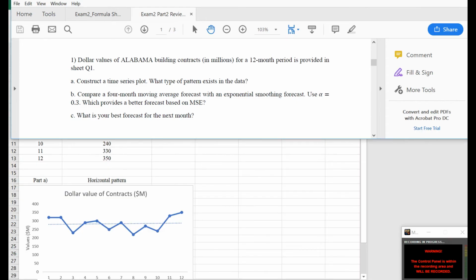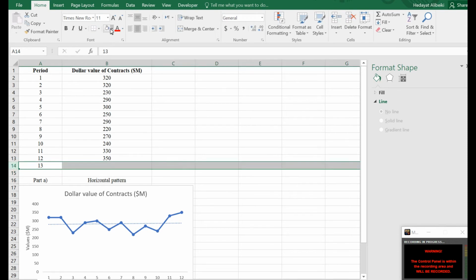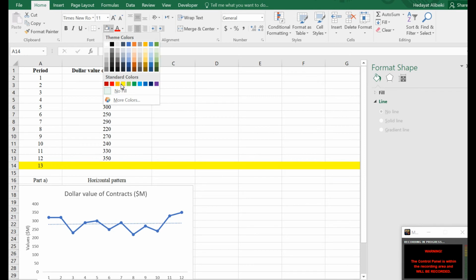And then now we want to do a 4-month moving average and exponential smoothing with alpha 30%. So let's get started. Let's do the 4-month moving average first, and then let's calculate MSE right away. After we do each one, let's do MSE, and then we can compare at the end. So the idea here is that we want to forecast for just 1 month in the future. Let me just highlight it. So this is what I want to predict in the future.